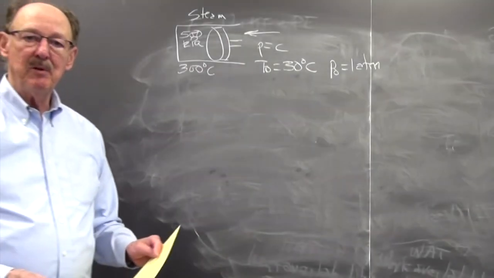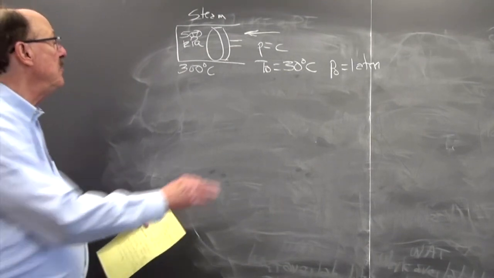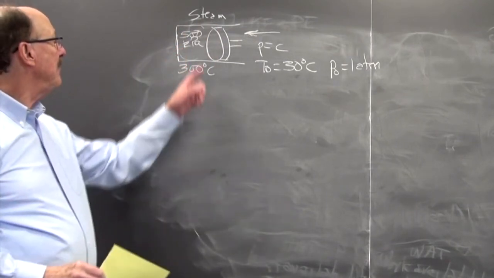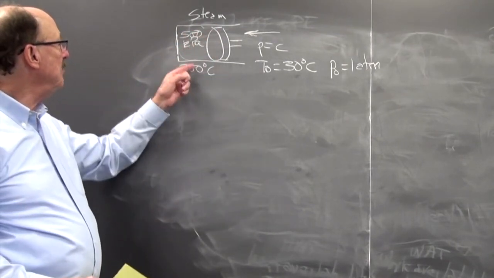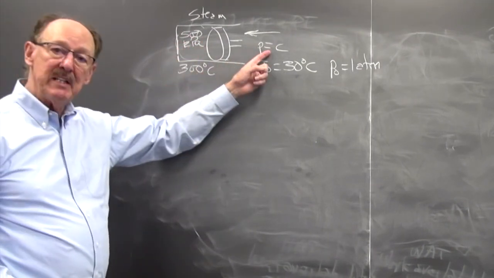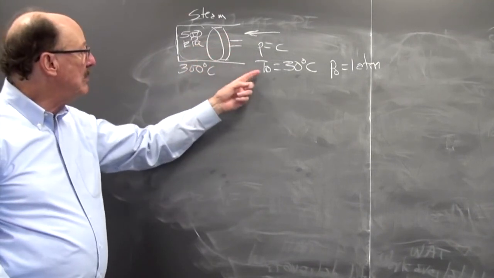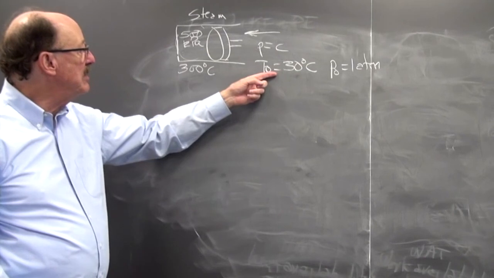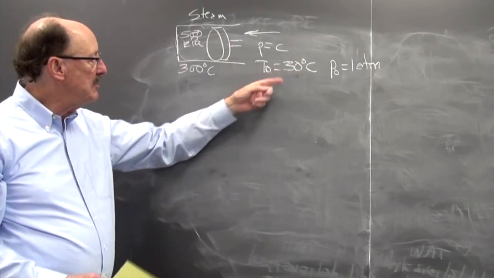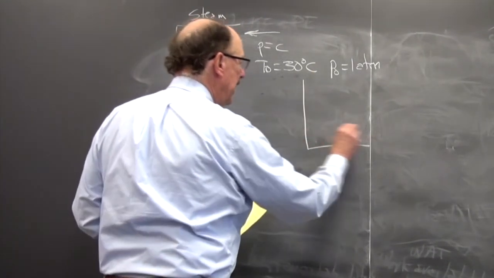This is an example where we're going to do availability analysis. It's a closed system. We have steam contained in a piston cylinder. We have the initial state of the steam at 500 kPa and 300 degrees C. We're going to have a constant pressure process where we reach equilibrium with the surroundings, which is at 30 degrees C.